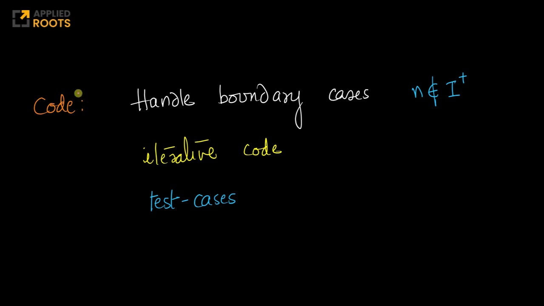Cool. Now, whenever you're writing code, please remember that you should always handle the boundary cases carefully. What if n is not a positive integer? That's very important. If n equals -1, what happens? If n equals 1.2, what happens? All these boundary cases you should always handle. Let's try to write iterative code.